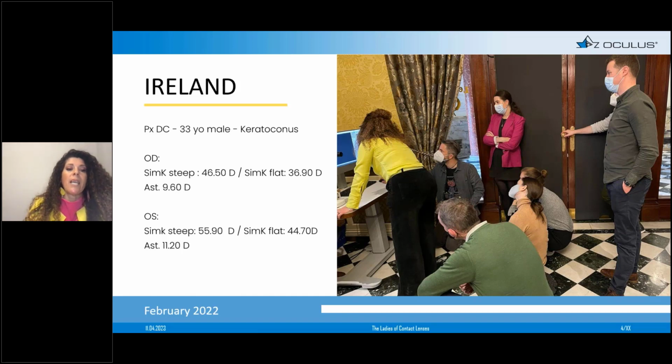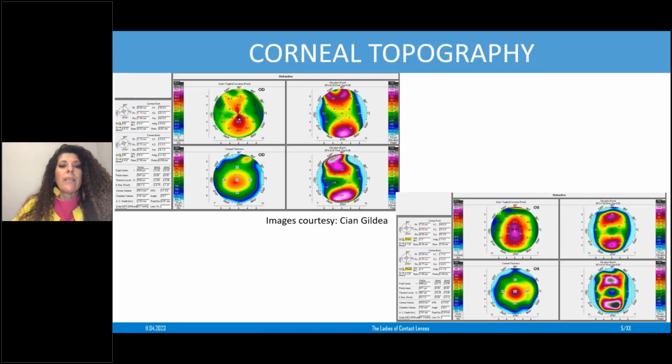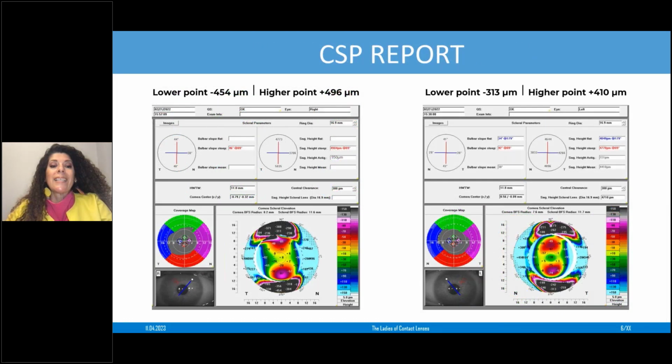Here you can see his parameters of the keratoconus. They were not special. It was a mild keratoconus. And here you can see the corneal topography of his eyes. So the keratoconus was not special, but what was special in this case is the huge toricity he had in the sclera. That's why all the lenses that he was wearing were decentered because of the huge toricity. So in this case, you can see that the sclera was indeed toric.